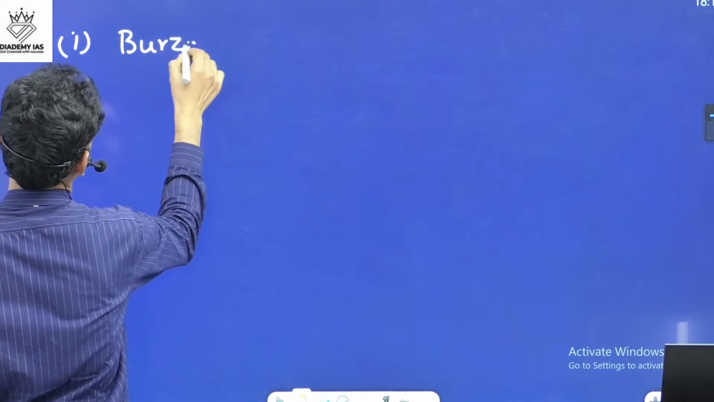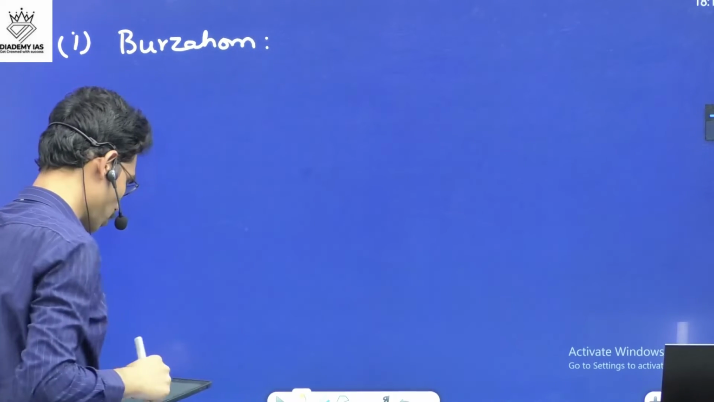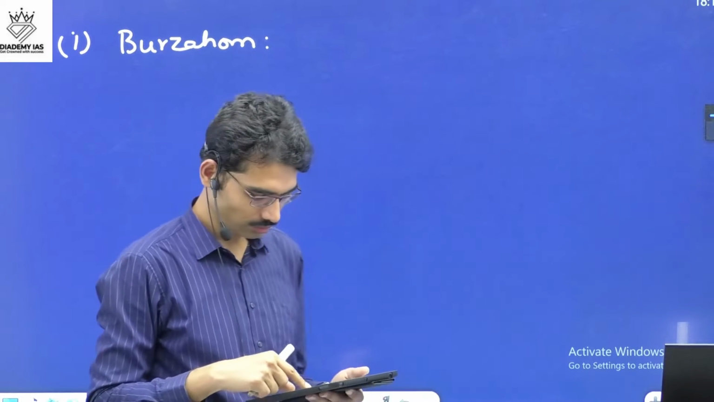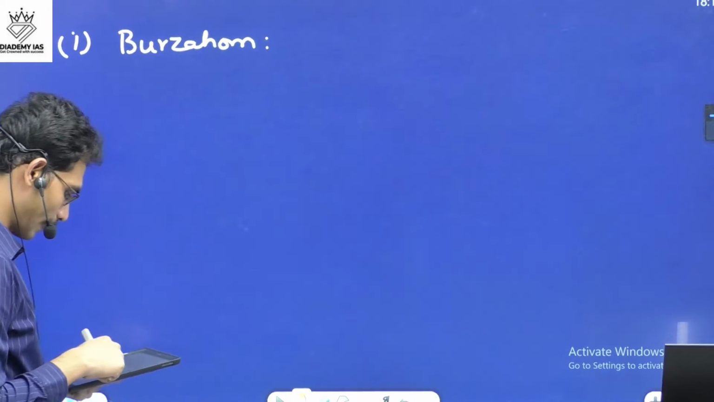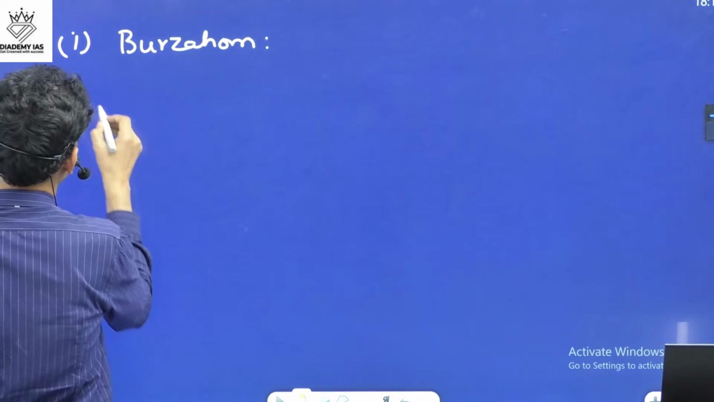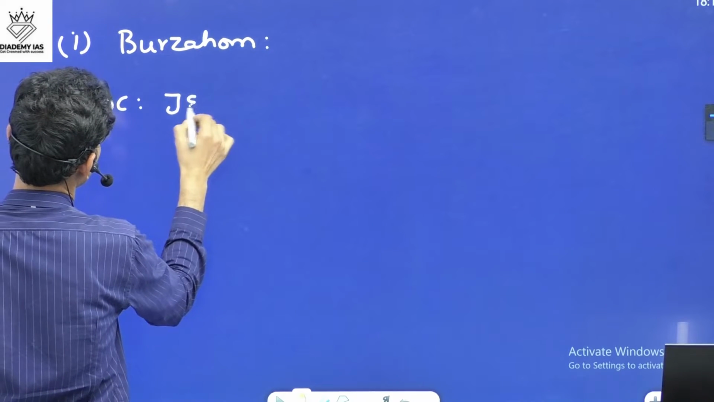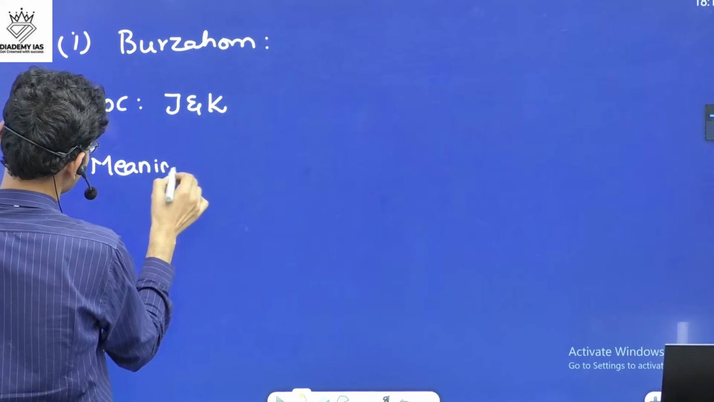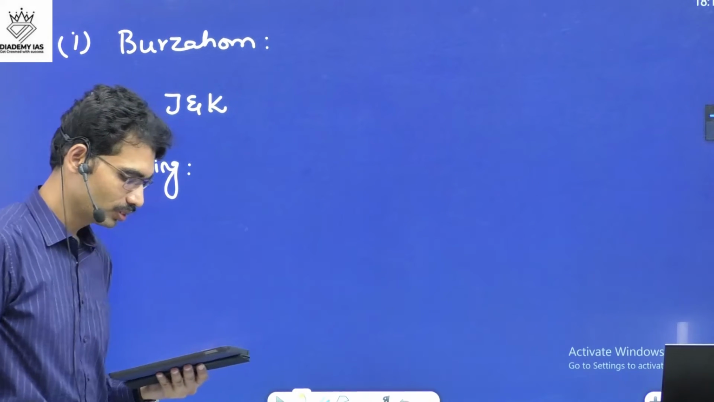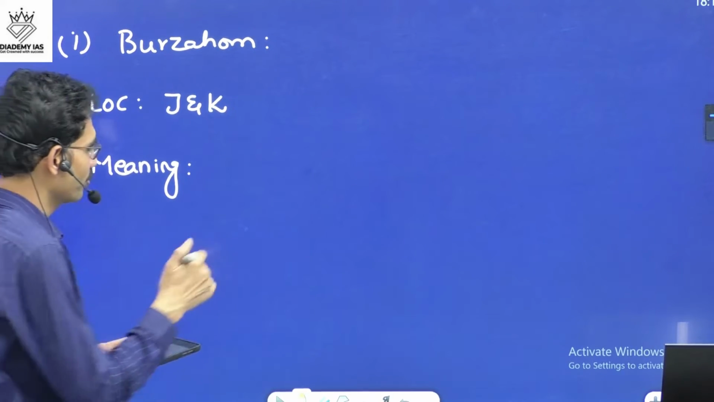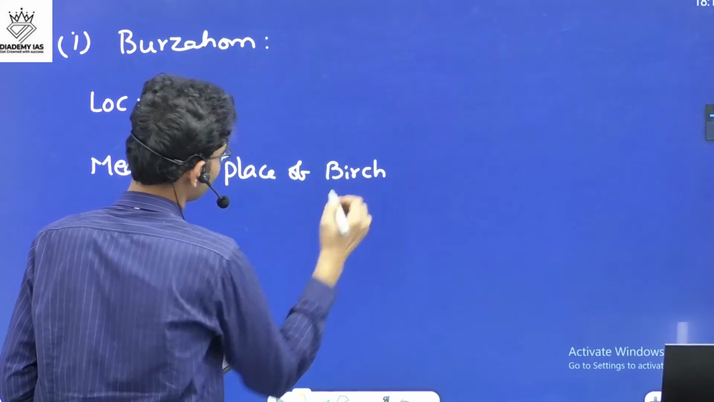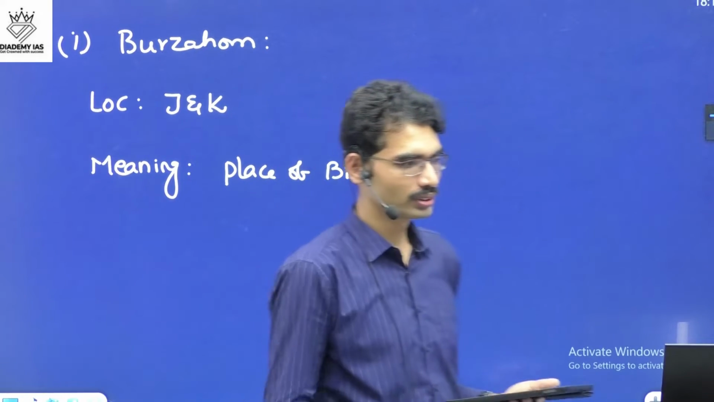First one, Burzahom. Note down. Location, Jammu and Kashmir. The meaning of Burzahom is place of birch. Place of birch.